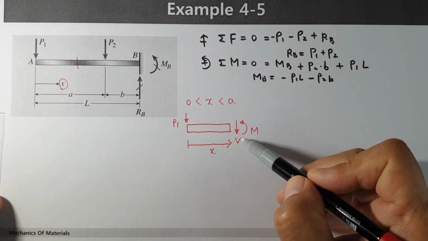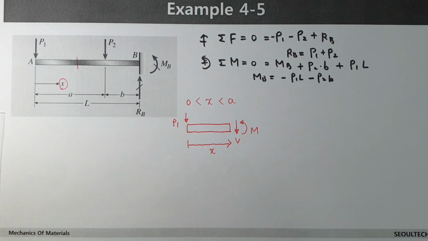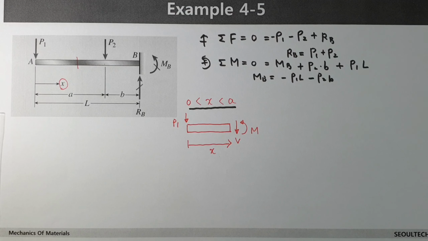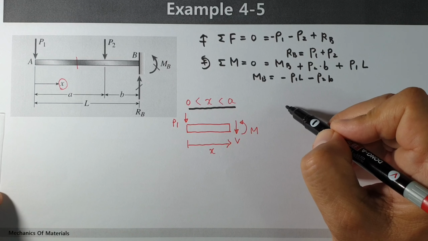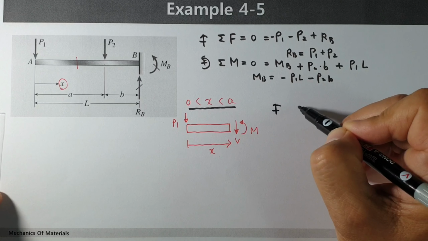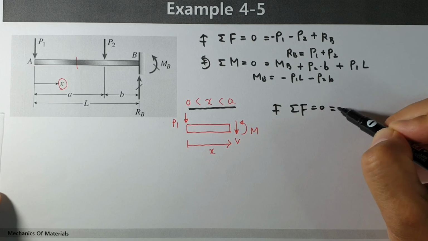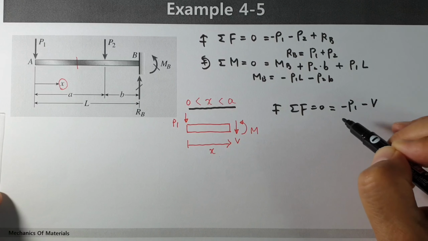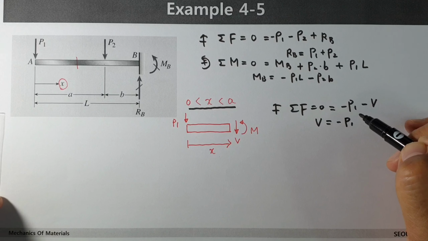Okay, when x is located in this region, you can draw this kind of free body diagram. Firstly, force equilibrium. Think of this one as positive, force equals 0, and in this case minus P1 and minus V. Then V equals minus P1.